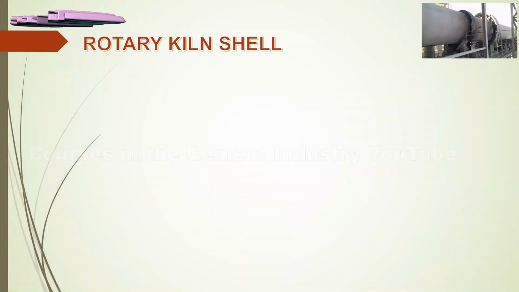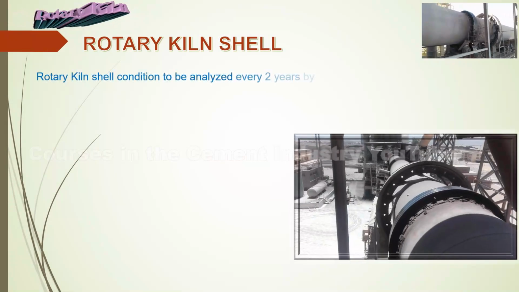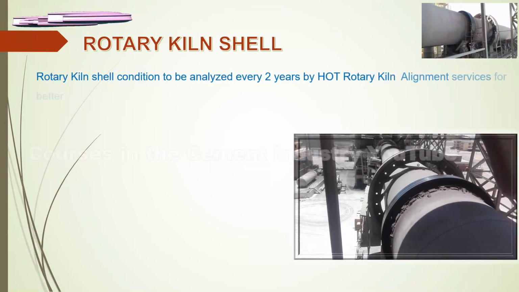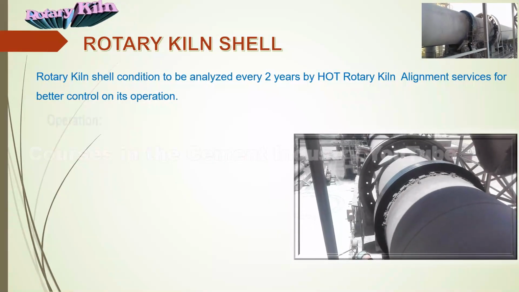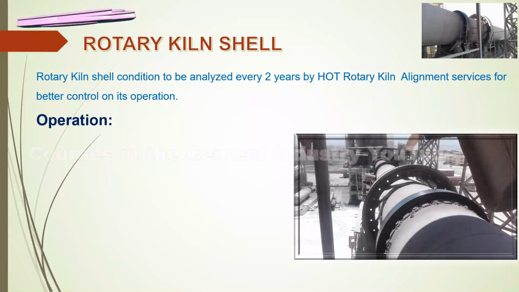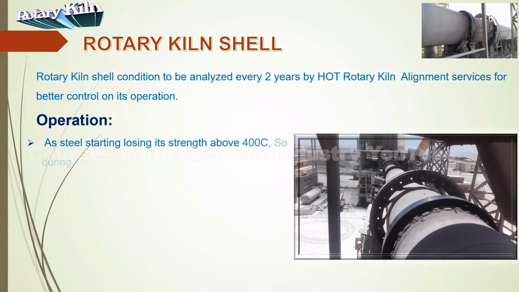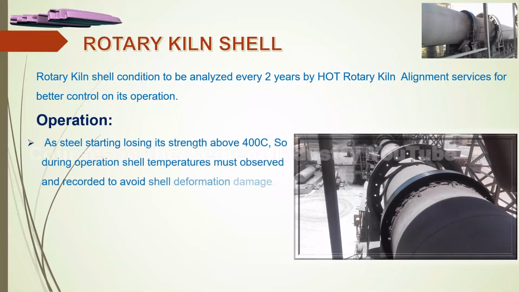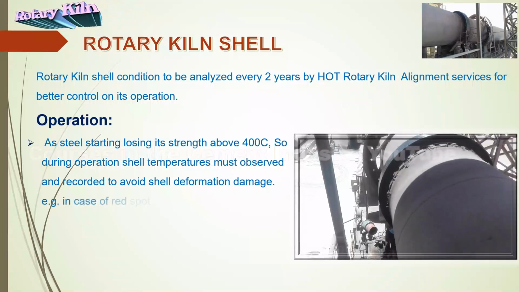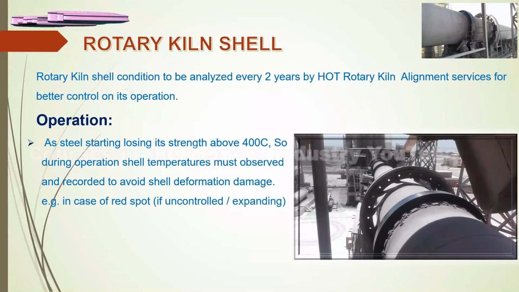Rotary kiln shell. Rotary kiln shell condition is to be analyzed every 2 years by hot rotary kiln alignment services, for better control on its operation. Operation. 1. As steel starts losing its strength above 400 degrees, during operation shell temperatures must be observed and recorded to avoid shell deformation damage, in case of a red spot, if uncontrolled and expanding.